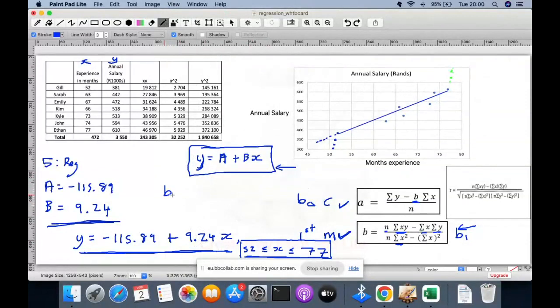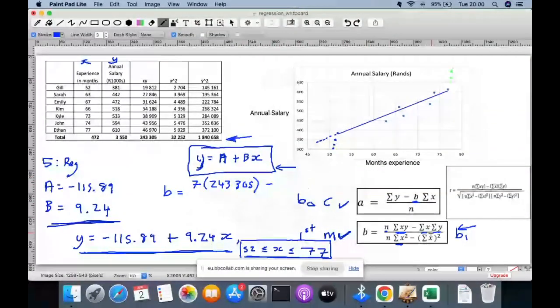So in other words, b1 equals 7, so that's what our n is. Your sum xy, which is 243,305. And if you notice, I've actually done all those totals here in this row for you, but I showed you how to get them with your calculator. I recommend you get used to using your calculator to find the sum values. Minus, the next value is the sum x, which is 472, times sum y, which is 3550.